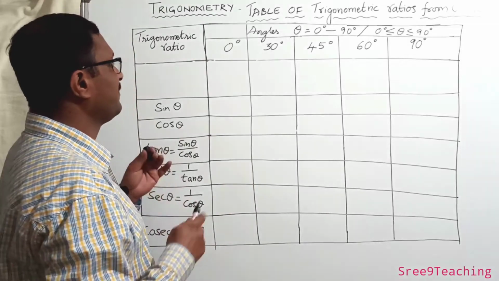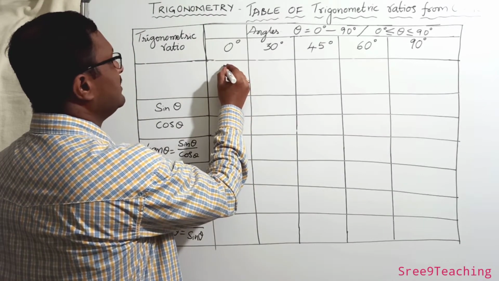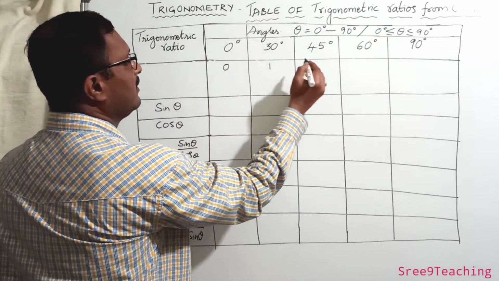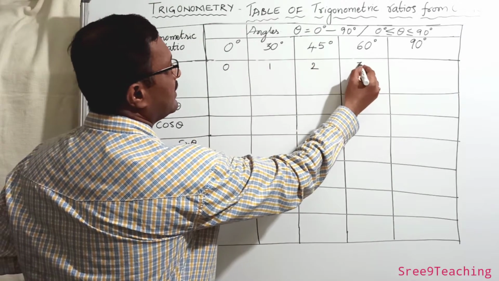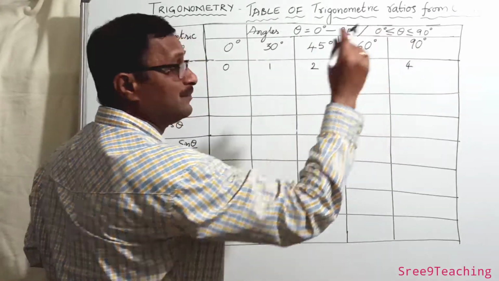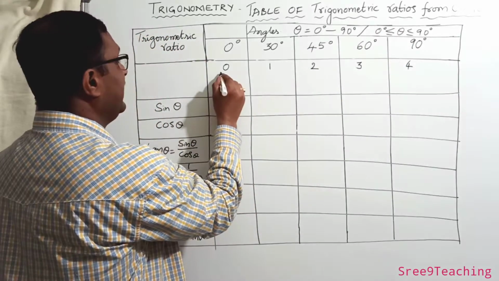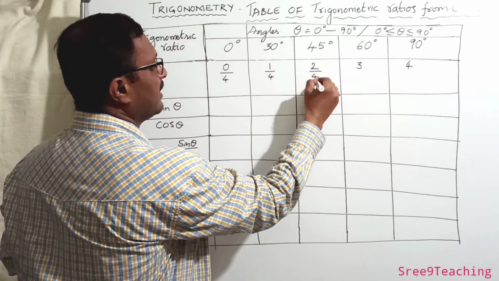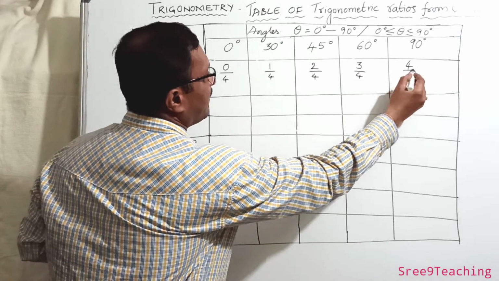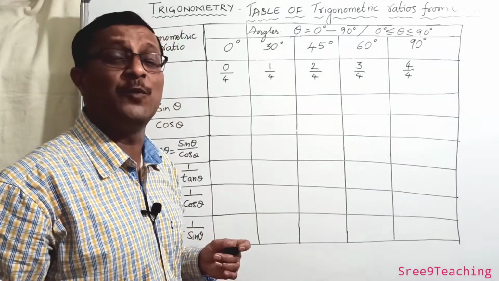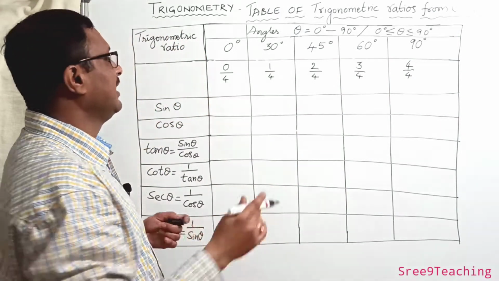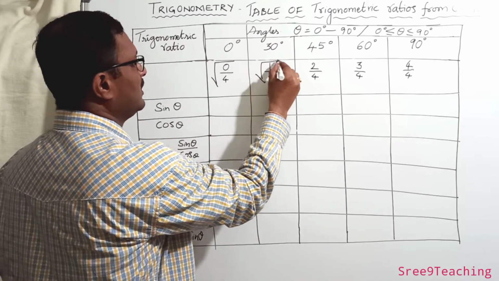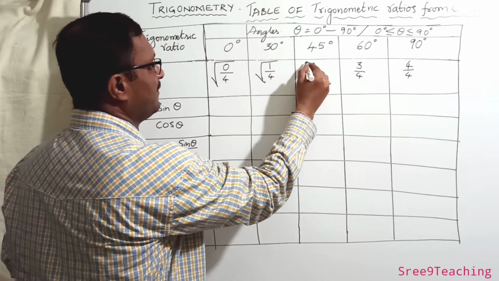Okay, see here. First write 0, 1, 2, 3, 4. Here you write 0, 1, 2, 3 and 4. Then you divide each number by 4. Write like this, because 90 degrees is the fourth part of 360 degrees, right? And make square roots. Write square roots for all the numbers.